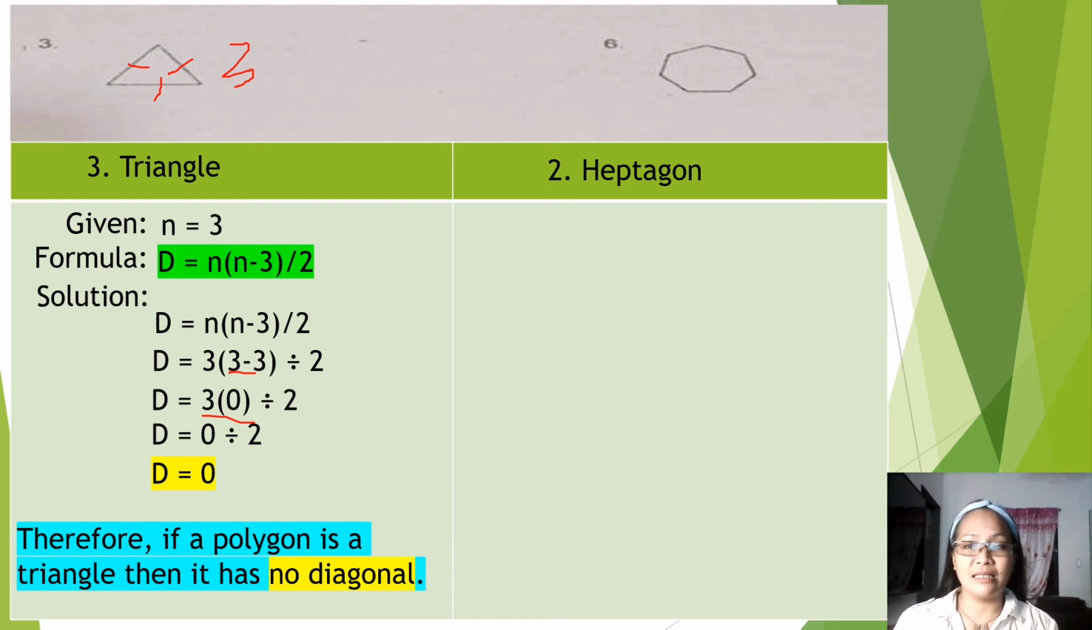Next, let's count the number of sides. We have 1, 2, 3, 4, 5, 6, 7. So it is a 7-sided polygon, and we call it heptagon.